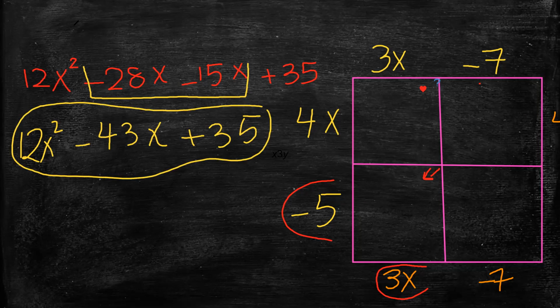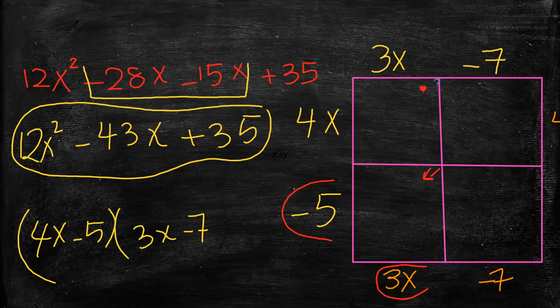Here, in this example, we multiplied two binomials with each other. We multiplied 4x minus 5 times 3x minus 7. Since you multiply them, you will get this trinomial. So multiplying two binomials with each other, you will get a trinomial. So by now we learned how we can multiply a monomial with a polynomial, and how we can multiply a binomial with a binomial. Now let's talk about how we can multiply a binomial with a trinomial.